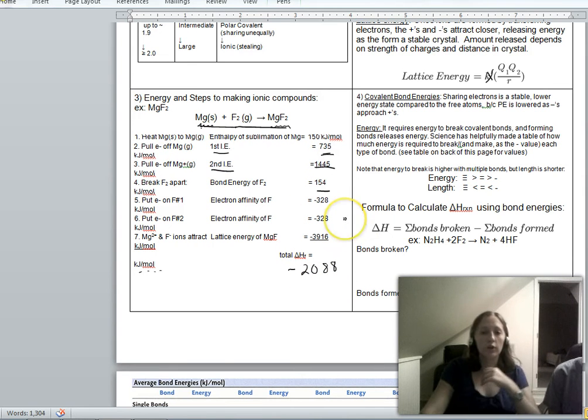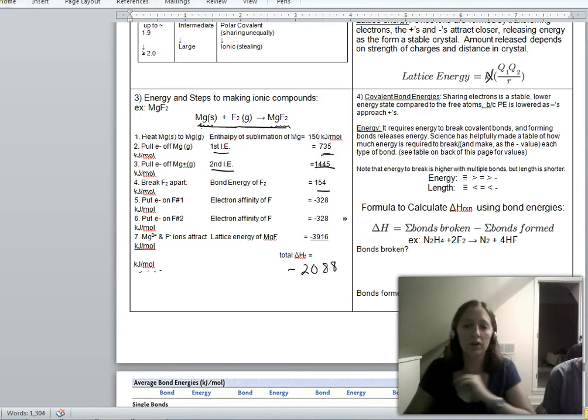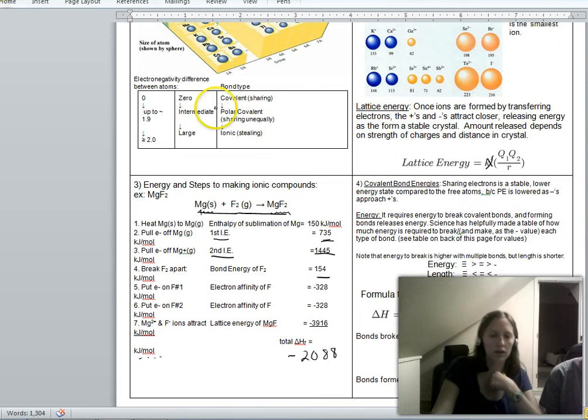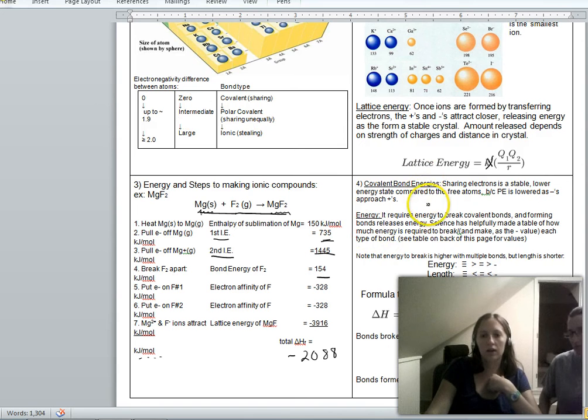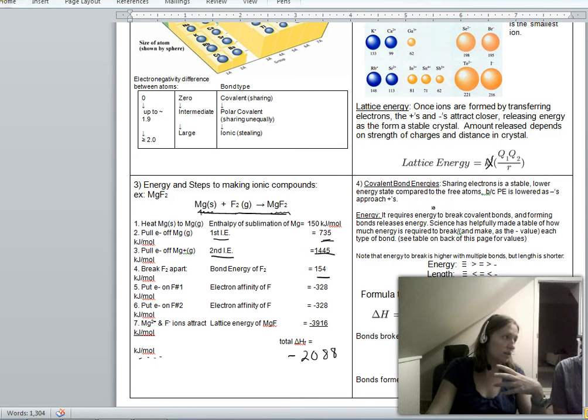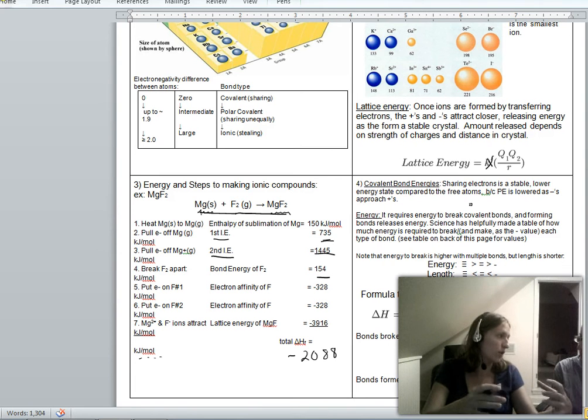Okay, all right, covalent bonds, which, if you remember, are made when you have small or zero differences in electronegativity, and result in the sharing of the electrons between the two atoms. When you share the electrons, it's a stabler state, it's a lower energy state. So forming that bond is exothermic.